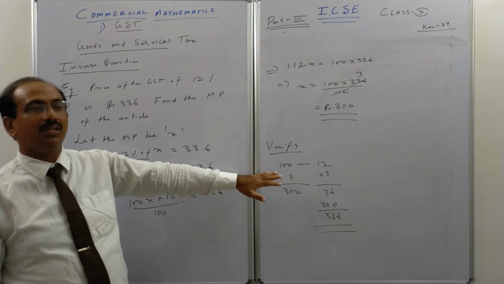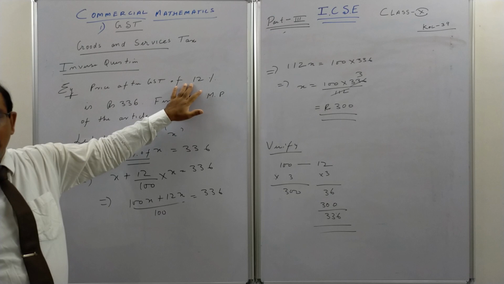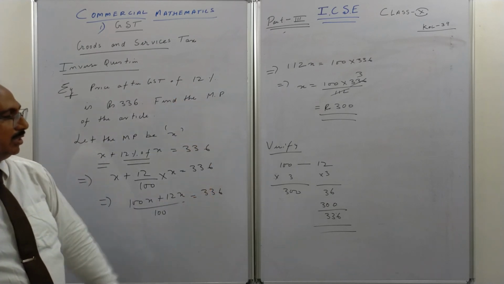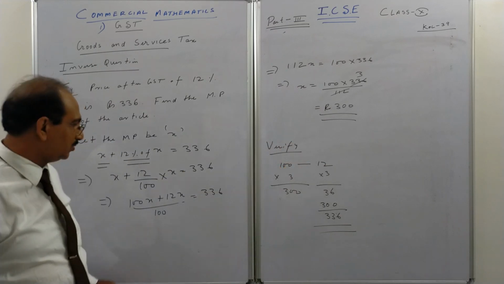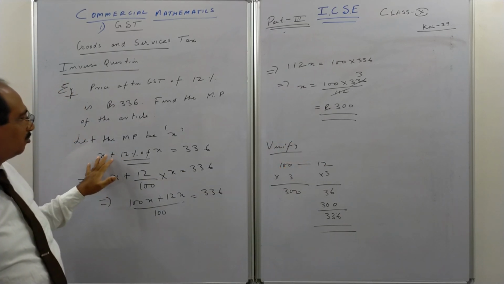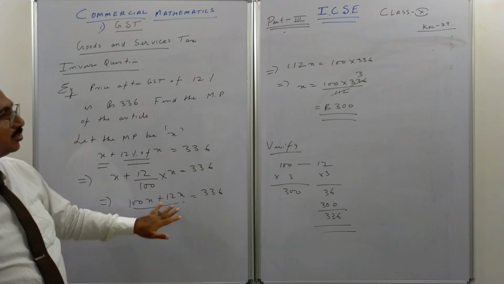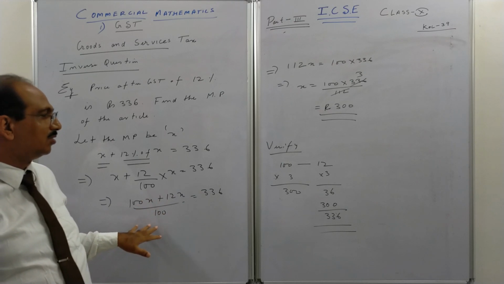Once more, you can do this mentally also. On 100 rupees we pay 12 rupees tax. For 300 we pay 36. So anyway, this was verification. This is how I used to teach it in class 10. Percentage like this: X plus 12% of X. So this one you get 300 rupees. I'm telling you how to check whether the answer is right or not.